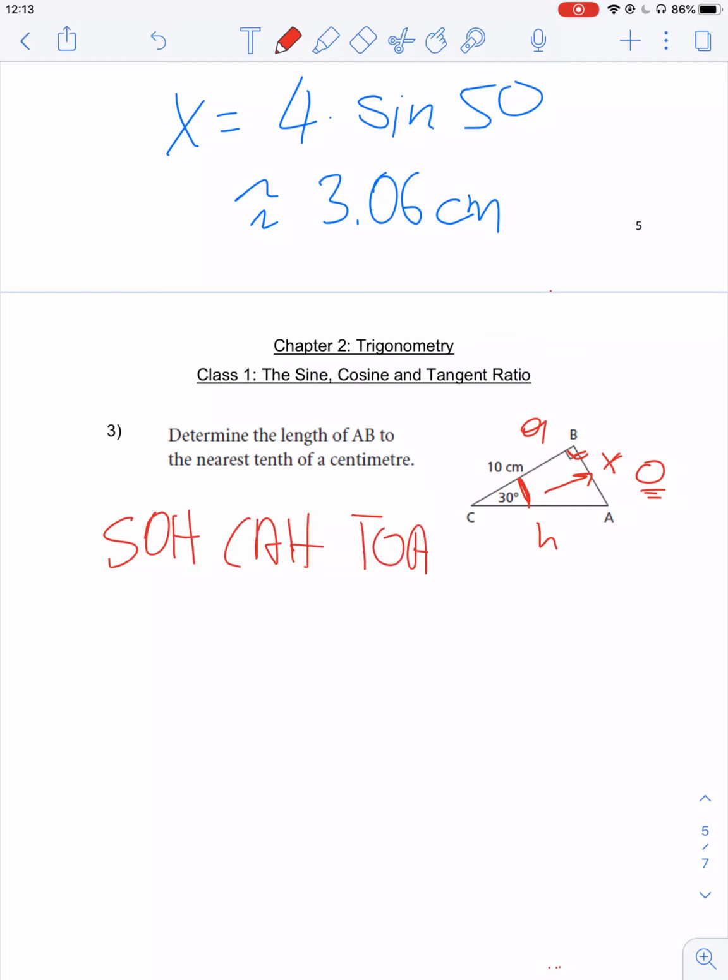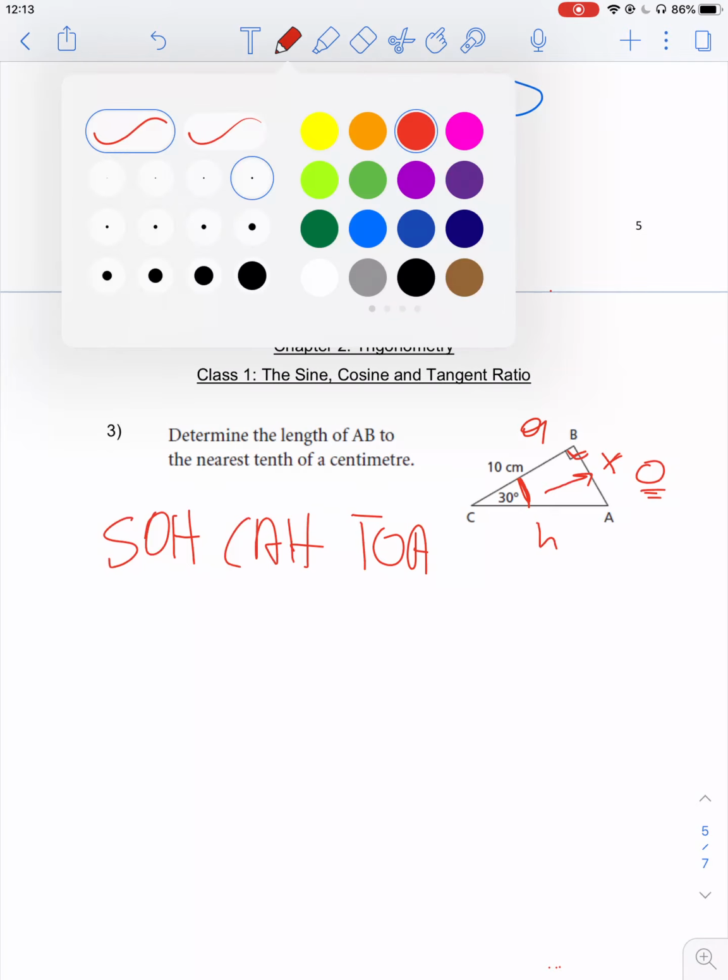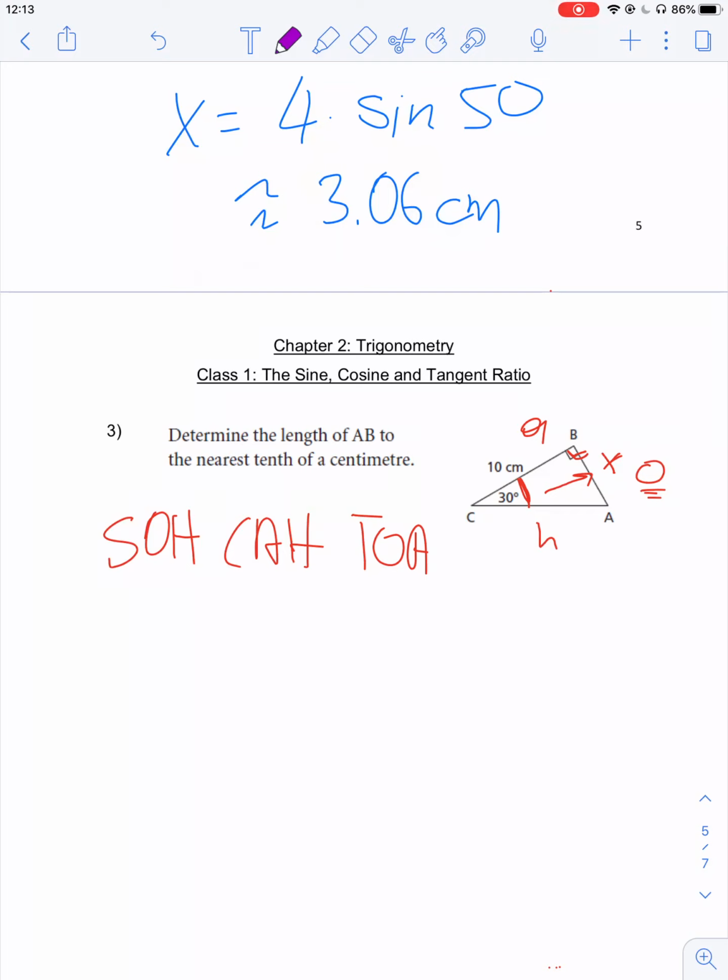Okay, so again, there's many ways of doing it. I know that my adjacent side is given to me. So that means I'll either have to use CAH or TOA, right? So either the cosine ratio or the tangent ratio. But what am I interested in? I'm interested in the opposite side. I'm interested in this side. So I'm going to have to use the tangent ratio.